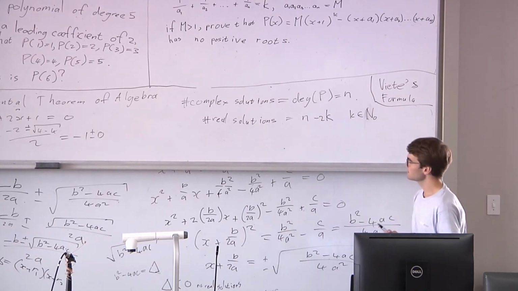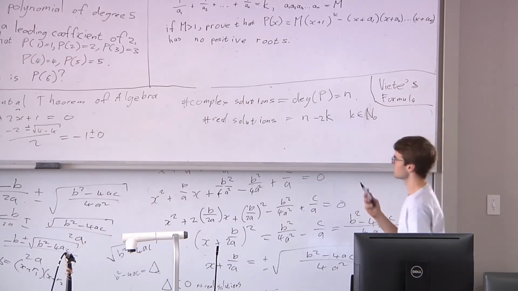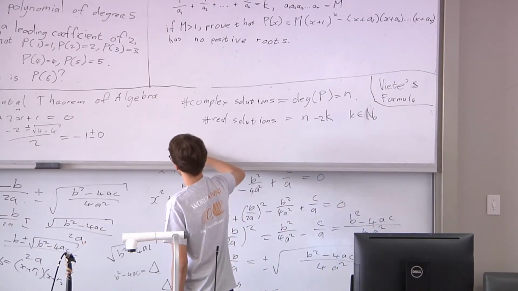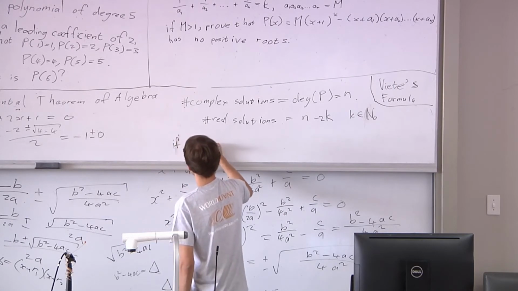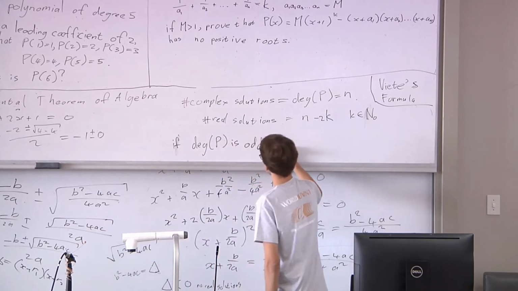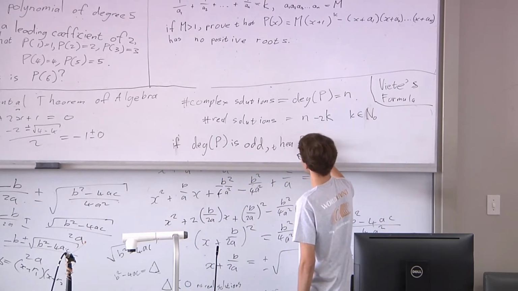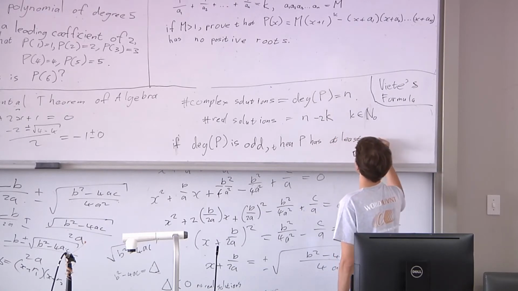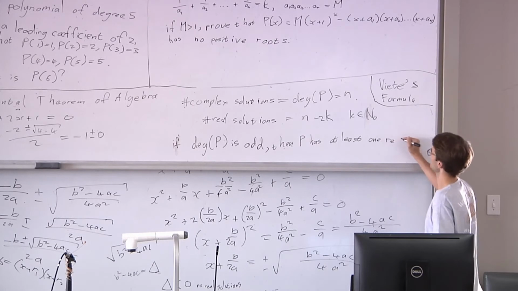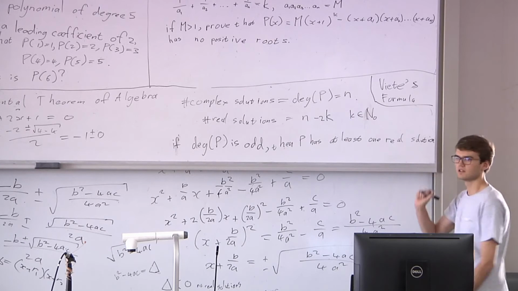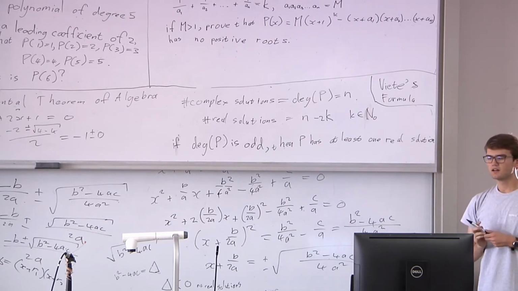Next up, a nice property: if the degree of p is odd, then p has at least one real solution. Does anyone want to try and prove that?